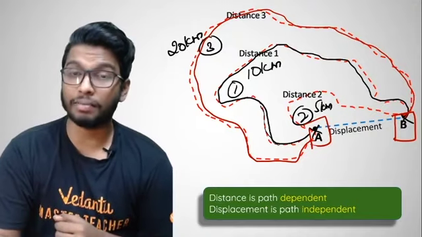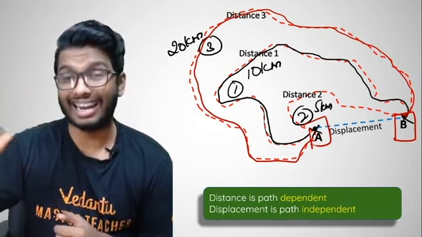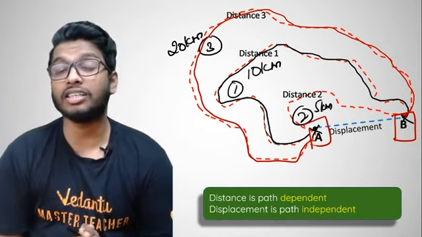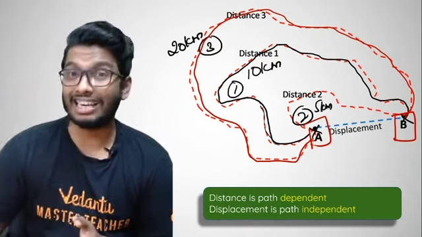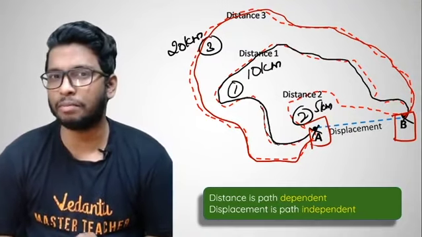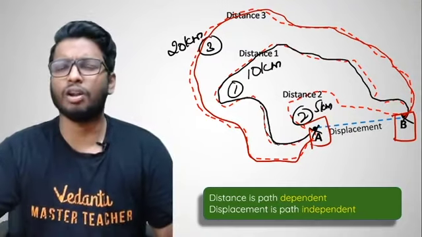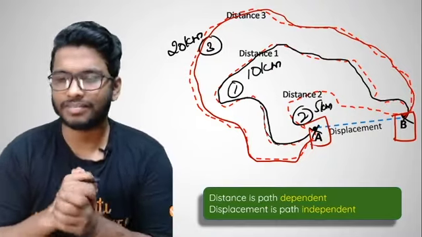So distance is path dependent. Whatever path I take, that length is distance, and displacement is nothing but the final position minus the initial position. So it is completely path independent. No matter what path I take, it's all about the difference between the final and the initial point. Simple as that.